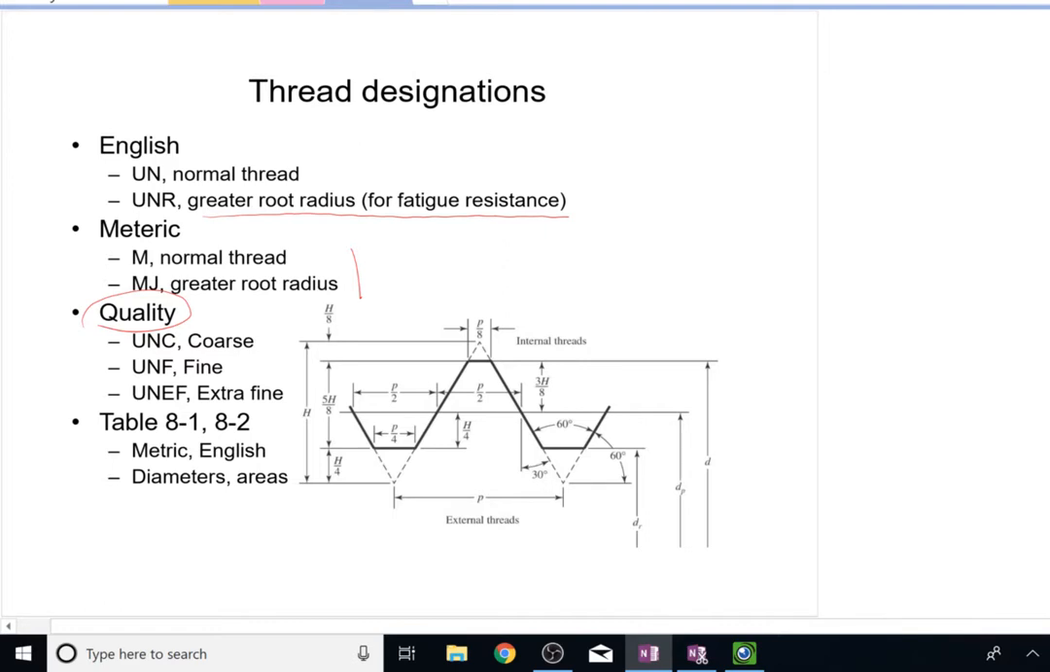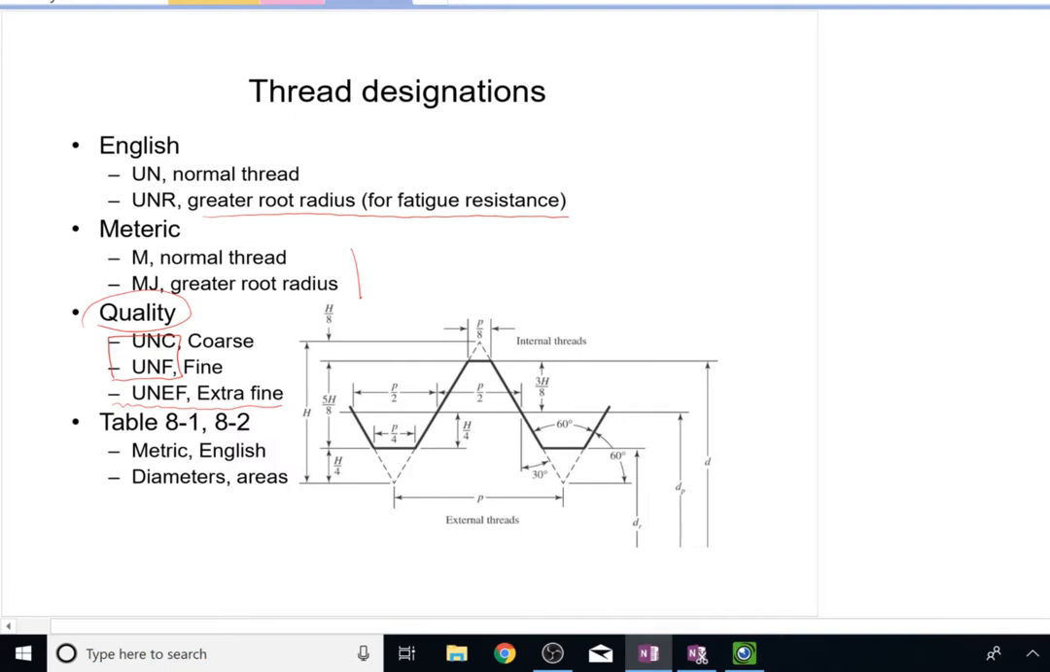UNC, UNF, and UNEF. I've only actually seen these two. I've never actually seen a UNEF extra fine thread, but if you ever need one, it'd probably be for some extremely precision placement of something like a laser optical system. So this one is not particularly typical.